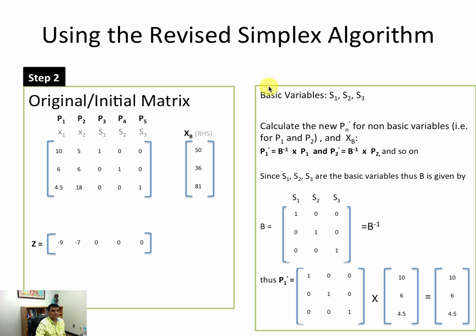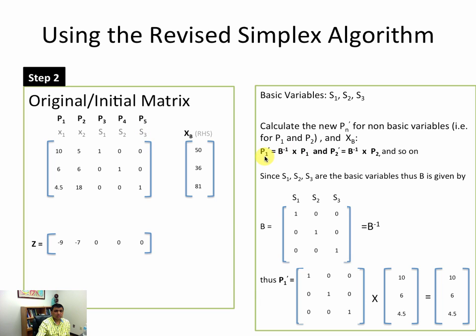So here are the original matrices that we defined on one slide prior to the previous one. In step 2, we already know which of these variables are our basic variables. Of course, they are S1, S2 and S3. The first step is we have to calculate the new Pn prime for non-basic variables. What are the non-basic variables in this case? They are P1 and P2, because P3 corresponds to S1, P4 corresponds to S2 and P5 corresponds to S3.